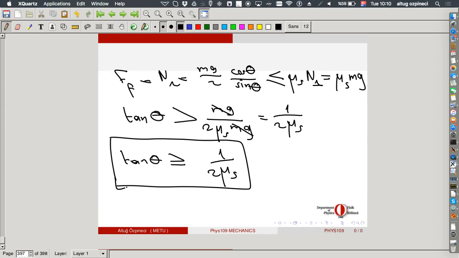And remember the properties of tangent. For 90 degrees, tangent theta is infinite. So if mu s is very small, a number very close to 0, then theta should be very close to 90 degrees. Here the surface is quite smooth, the friction force is very small, so even for such an angle, it doesn't stay. It slides. So if the angle is close to 90 degrees, only in that case, it will stay.